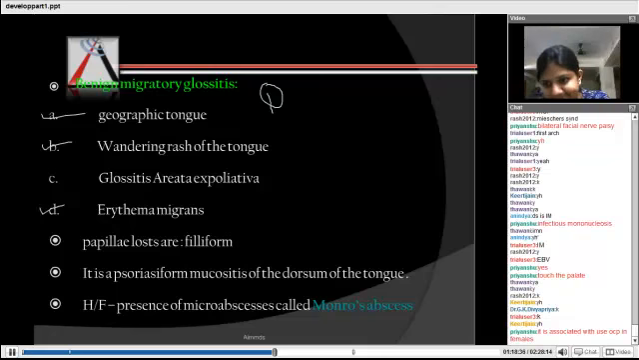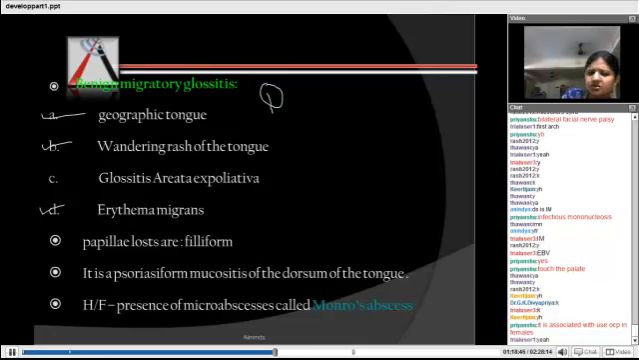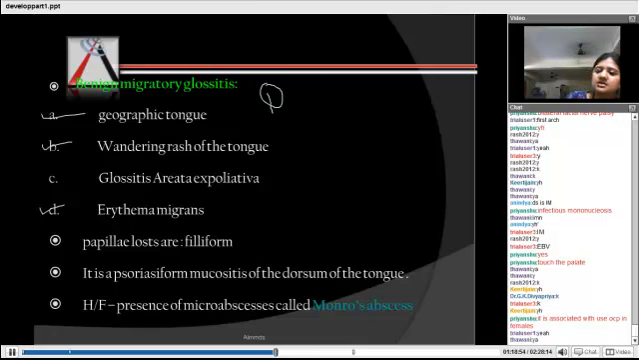So familiarize with the names. Why is it called so? Why wandering rash? Why erythema migrans? Erythema migrans is so obvious, the term. Erythema, redness. Migrans because it keeps migrating. It's never found in one place. Median rhomboid glossitis is always found in the midline. It is always found in the posterior third of the tongue, and the shape is always diamond. Okay, you can say that.